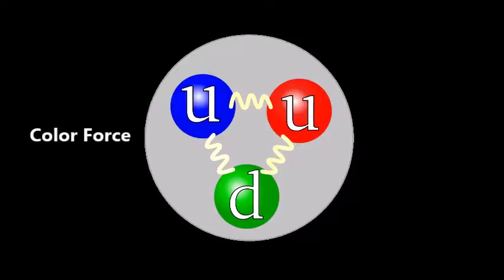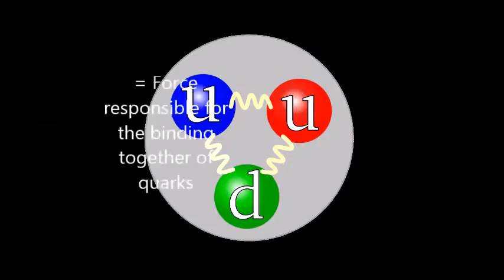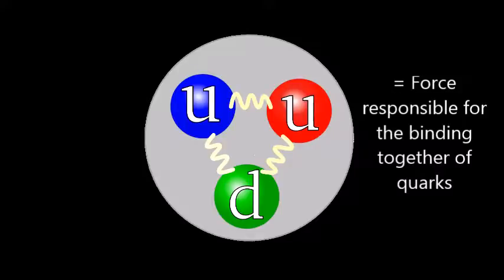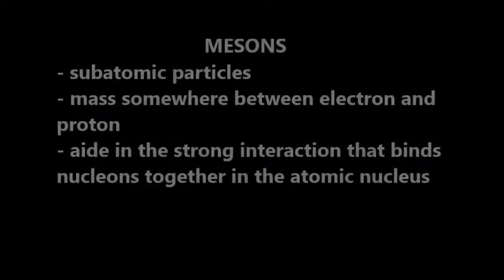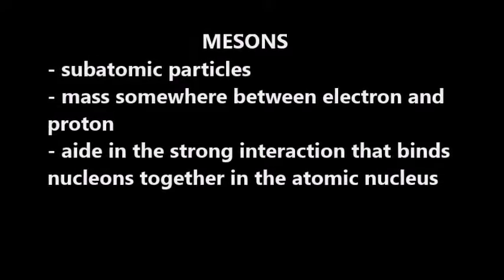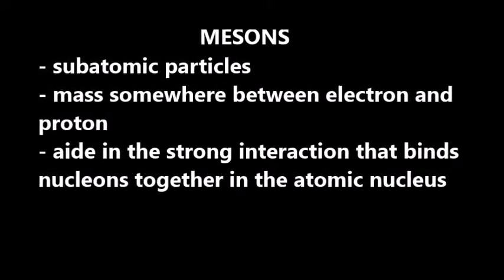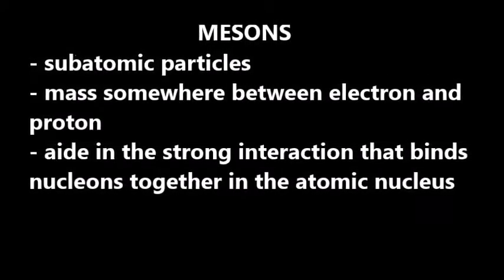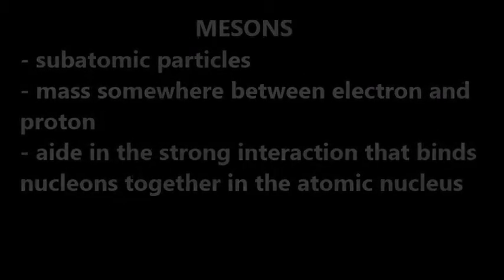Secondly, the color force is the fundamental physical force that is responsible for the binding together of quarks. When quarks bind together, they can form other subatomic particles like mesons and baryons. Mesons are subatomic particles that have a mass intermediate to that of the electron and proton. They essentially aid in the strong interaction that binds nucleons together in the atomic nucleus.